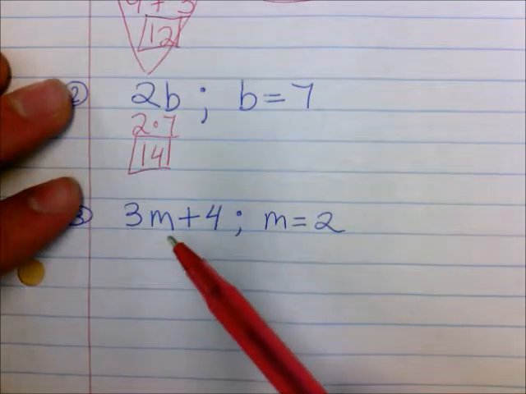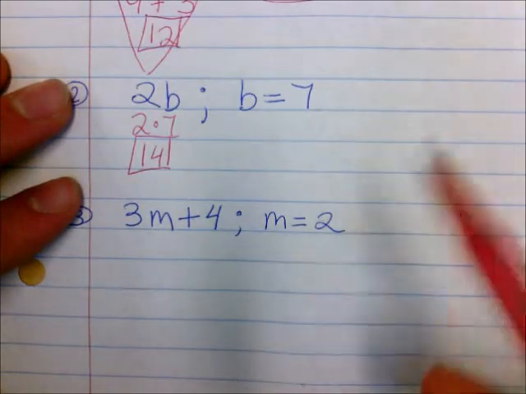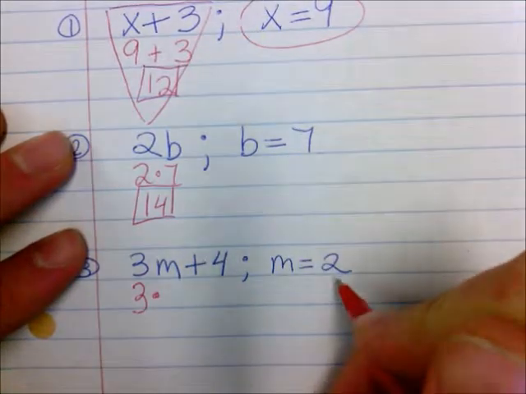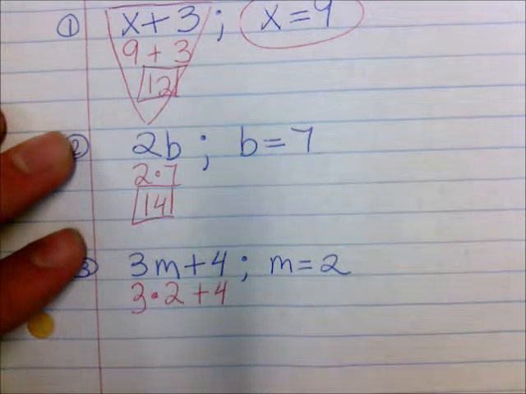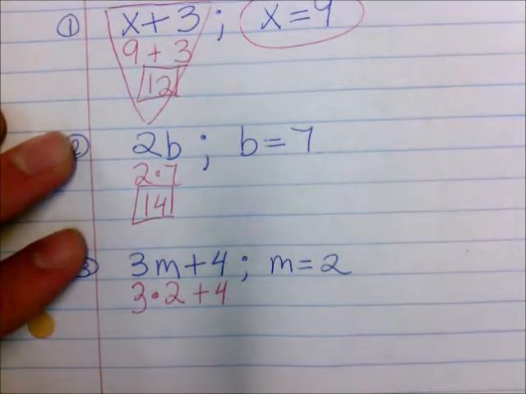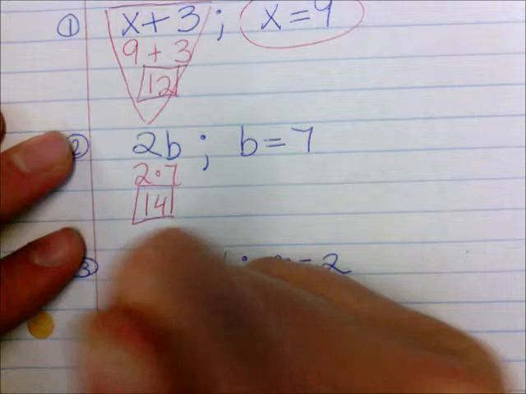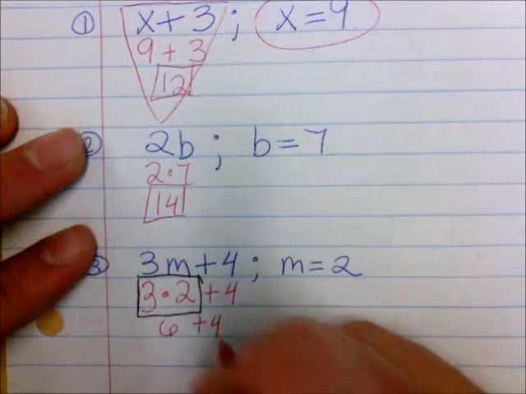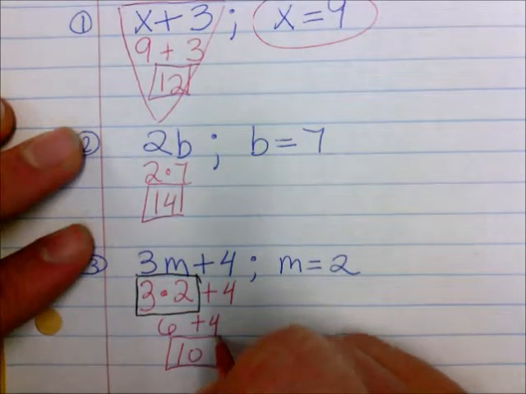We have the problem 3m plus 4, m is 2. And remember, just like from the previous problem, there's no multiplication sign, but it is assumed. This is 3 times m, which is 2, plus 4. Order of operations tells me I have to do 3 times 2 first, which ends up giving me 6 plus 4, which is 10. And I'm going to box out my answer.